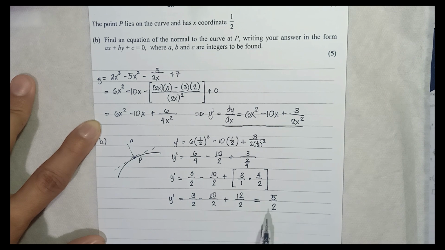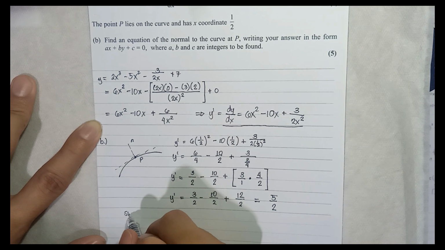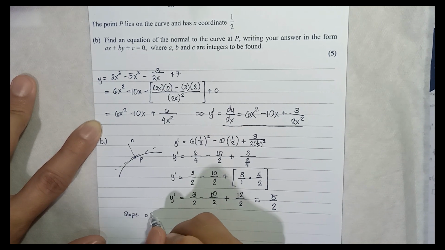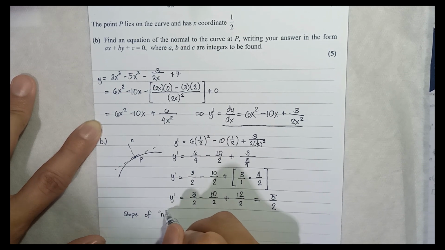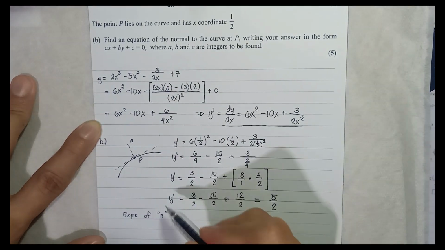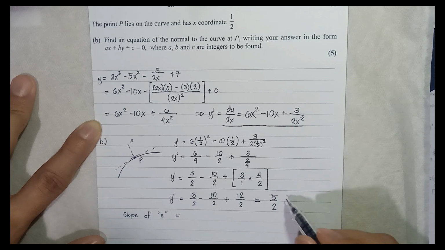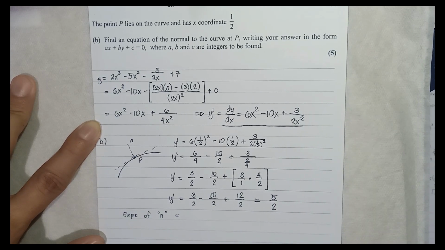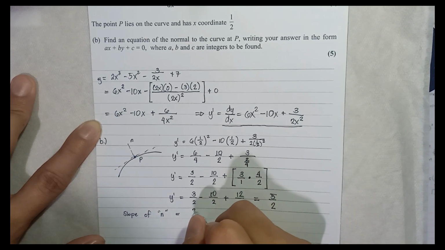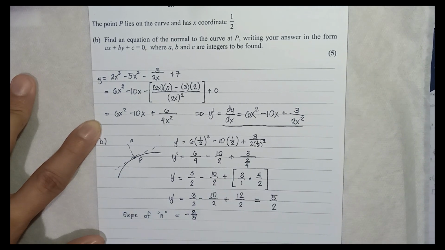So this 5 over 2 will be the slope of this tangent line. That means the slope of n, which is the normal line that we are looking for, will be equal to the negative reciprocal of 5 over 2. The reciprocal of 5 over 2 is 2 over 5, and then negative. So that's negative 2 over 5. But that's not the end of it.